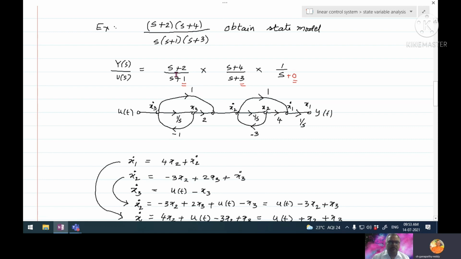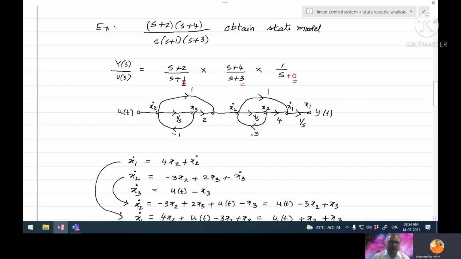Here 1/s. So the first one is x3 dot, here x2 dot, then here only 1/s, so only x1. So x1 dot, x2 dot, x3 dot. In this, 0 is not there, right? Sorry, here the numerator 4 and 3 are not there. So this and this are not there. Only this 1/s will be there. That's why this is coming.